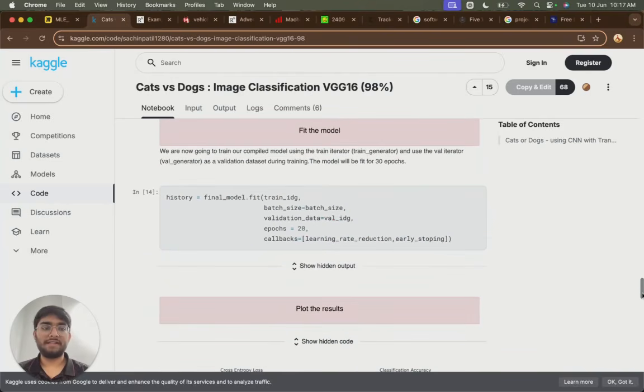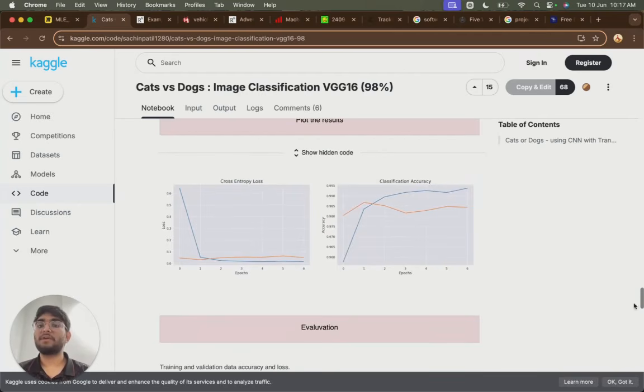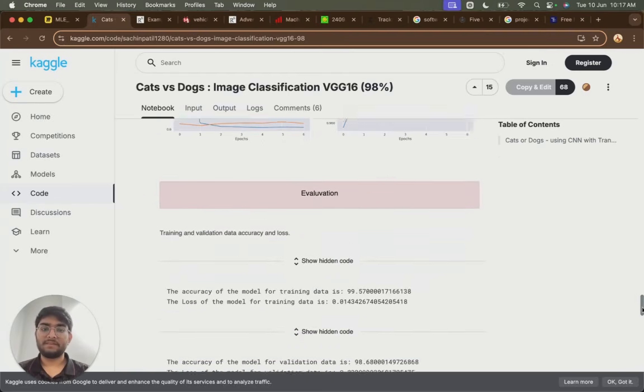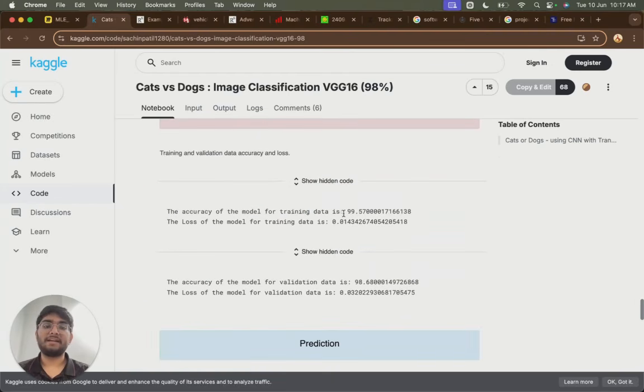And after doing that, when they plot results, the results were amazing. You can see the loss value is low and it was decreasing per epoch, and the accuracy was quite high. And this is what we expect when we run a machine learning model. If you see, the training data is having 99.5% accuracy, whereas the loss of the model on training data is 0.01.